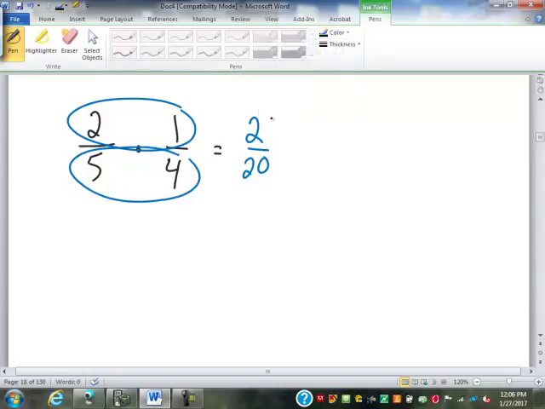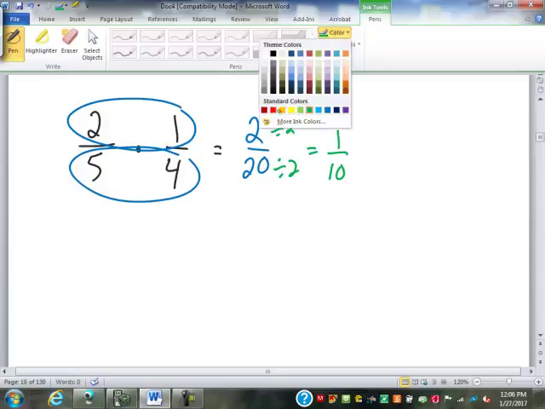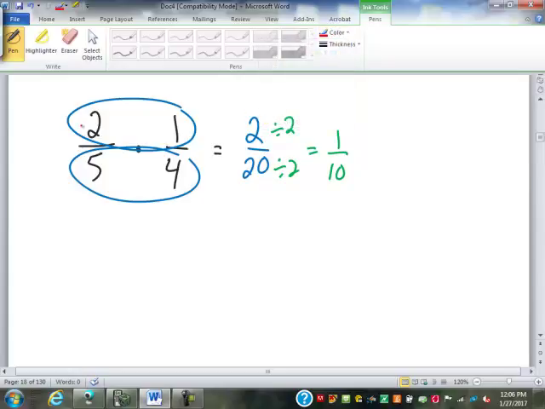Now, some of you, when we look at this, we got 2/20. What can we still do with that? We can reduce it. Both of those can divide by 2 to give me 1/10. Some of you might be looking at this original problem wondering, well, why didn't he cross cancel or cross multiply, depending on what you've been taught as the terminology for it. Some of you right now might be wondering, well, what's cross canceling?